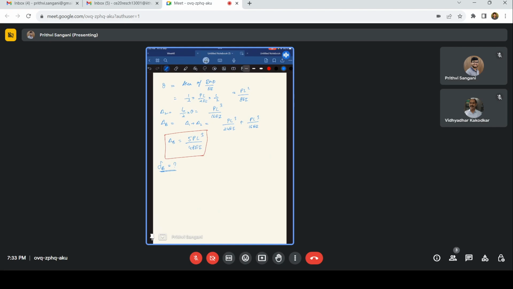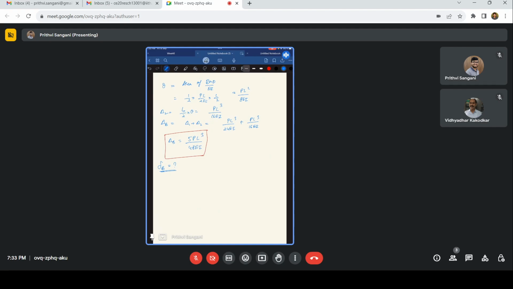So this can be solved by removing this support and placing one unknown VB or something like that. Otherwise, you can also make it an overhang beam with end VC. I just want to mention this as an additional point. So let us solve the main question.